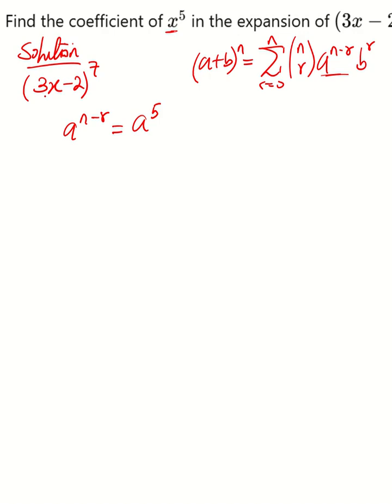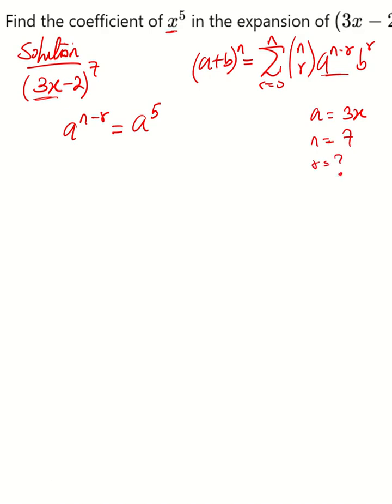All right, so since we are dealing with x to the power of 5, and the term x is found in the first term, that is 3x. 3x is found in the first term. So we take 3x as a. That means we take a as 3x because it will take the position of a in the expansion. Whenever you see a, you put 3x. Whenever you see n, you put 7. We want to solve for the value of r.